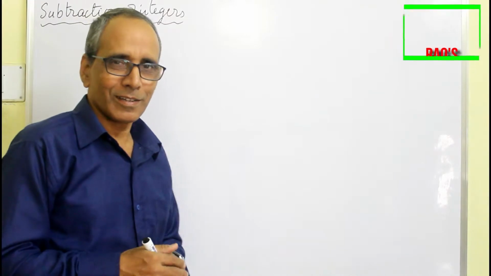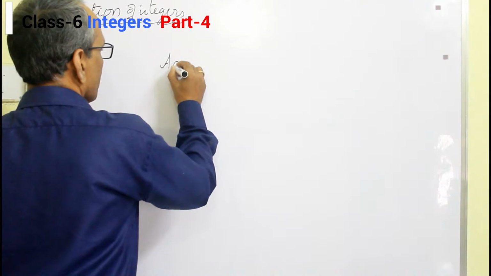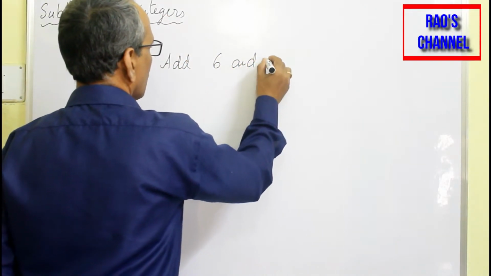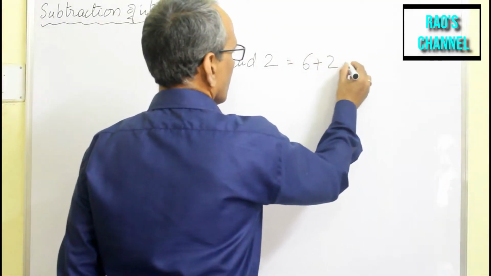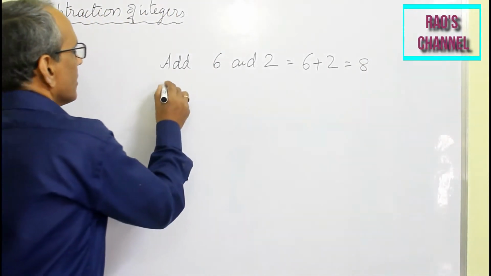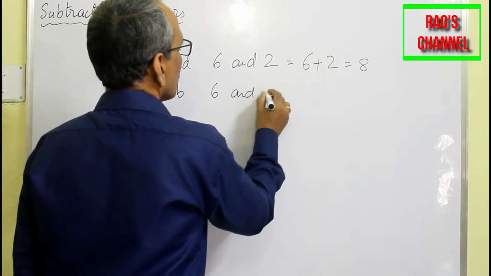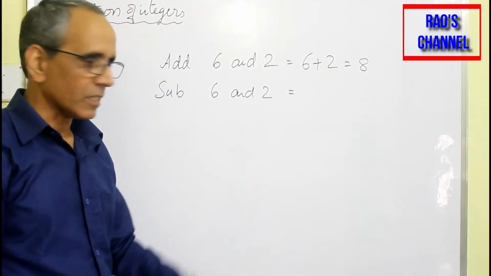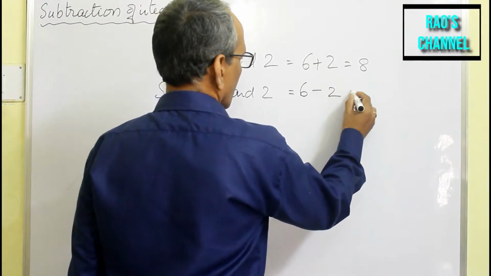For example, you know how to add. I give a small example. Add 6 and 2. We write 6 plus 2, of course 8. Next, subtract 6 and 2. Of course, we write the greater number first in order. 6 minus 2, of course 4.